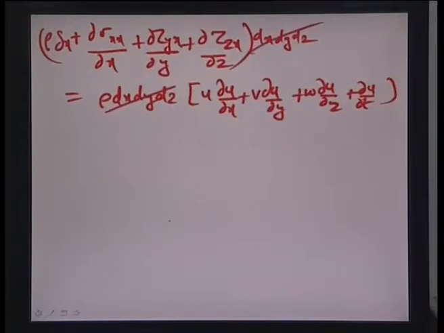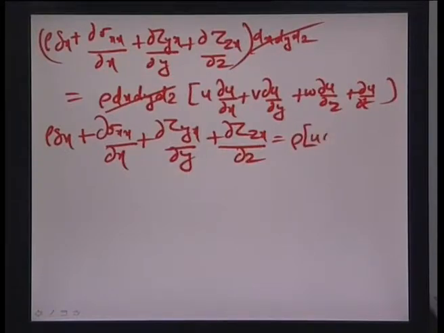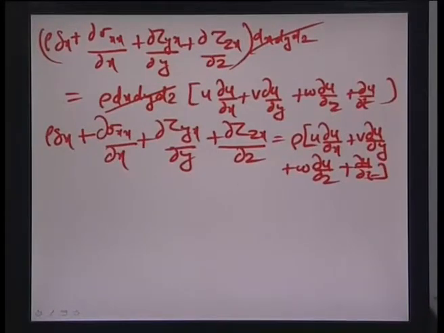So these elemental volumes cancel each other and we are left with straight equations: rho gx plus del sigma xx by del x plus del tau yx by del y plus del tau zx by del z is equal to rho times u del u by del x plus v del u by del y plus w del u by del z plus del u by del t. So that is what the x balance would be, between the m ax, that means the force in the x direction, and the force due to the body force or the stress in the particular control volume in question.